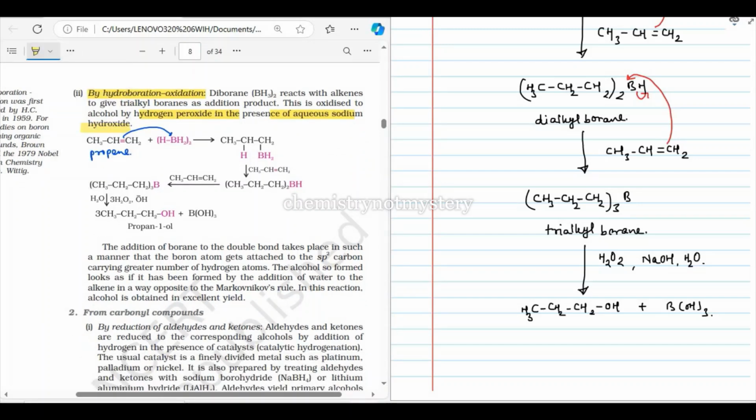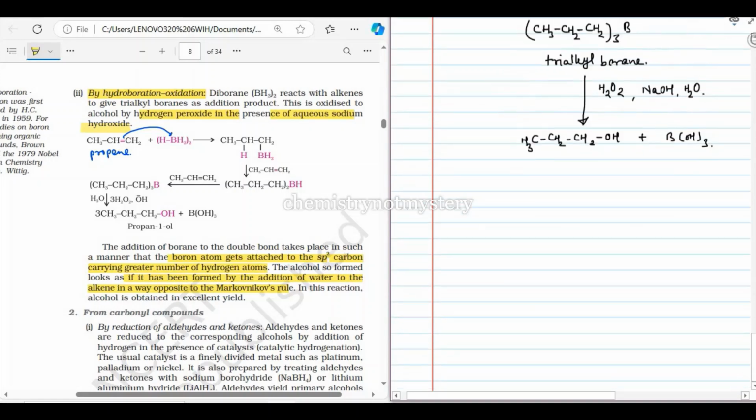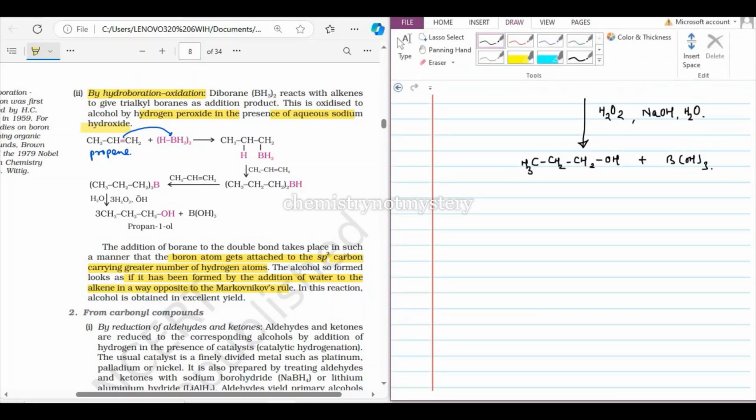The addition of borane to double bond takes place in such a manner that boron atom gets attached to sp2 hybridized carbon carrying greater number of hydrogen atoms. The alcohol so formed looks as if it has been formed by the addition of water to the alkene in a way opposite to the Markovnikov rule. In this reaction, alcohol is obtained in excellent yield. Now let's try to understand the meaning of these lines.